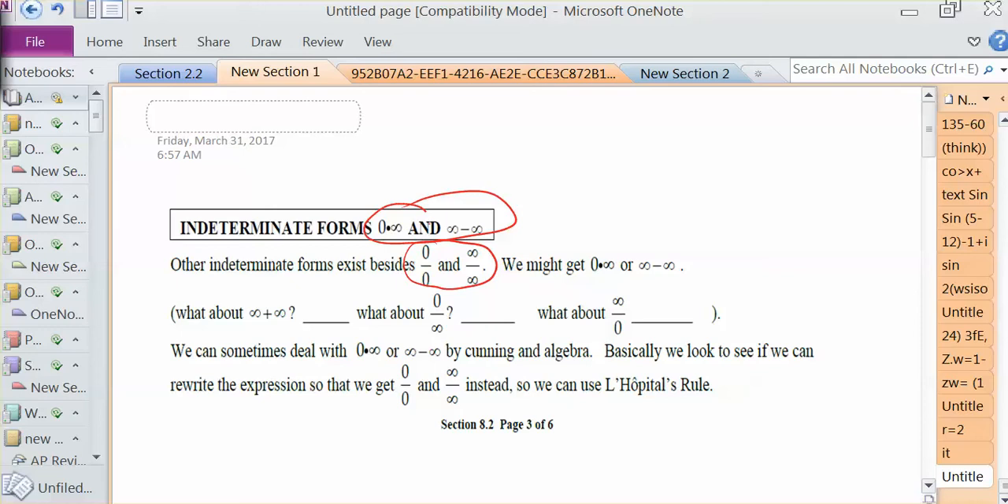Now, when you do see something like 0 times infinity or infinity minus infinity, well, of course, infinity plus infinity is infinity. 0 over anything is, of course, 0, right? But infinity over 0 can be kind of funky. Could be positive infinity or negative infinity, so it's a bit ambiguous.